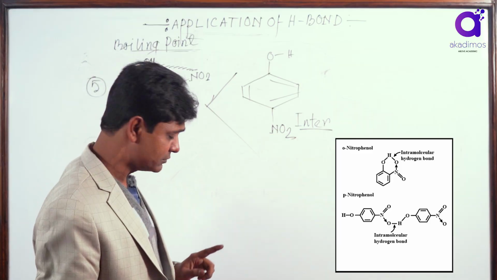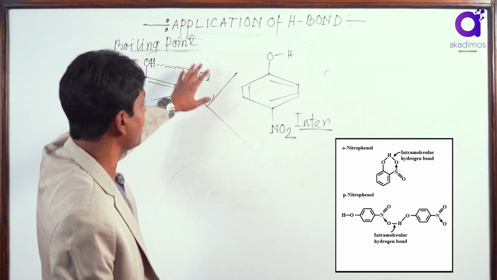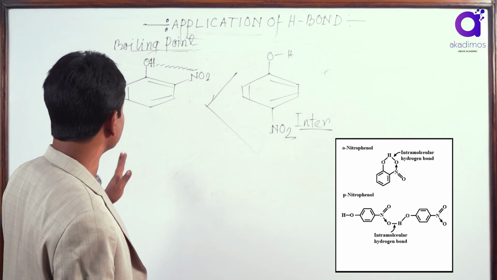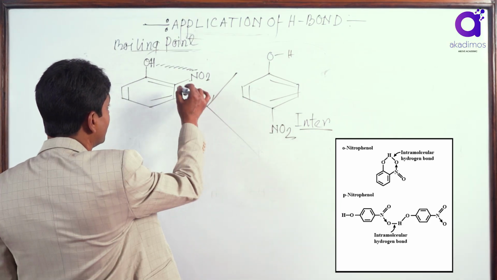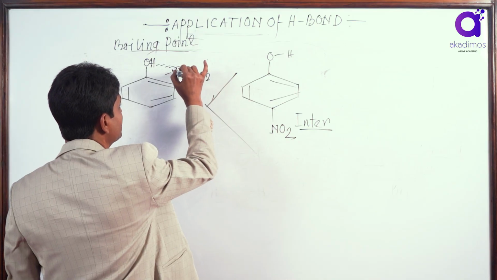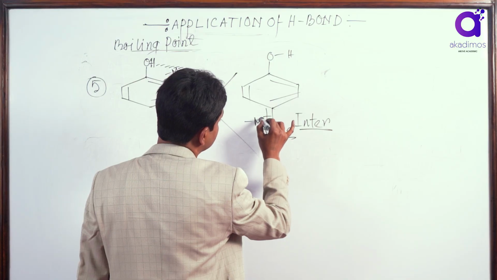One more thing I will discuss here, although it is not part of boiling point: acidic strength. See, when I compare the acidic strength from the GOC application, you know the nitro group is so strong: minus I effect, minus mesomeric effect. Here also you will see the minus mesomeric effect.